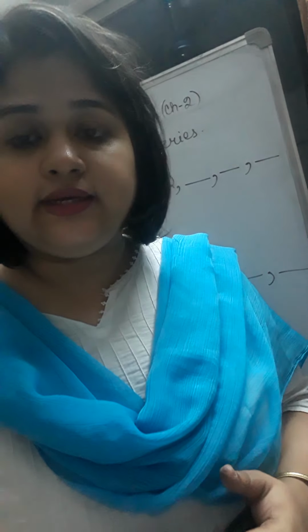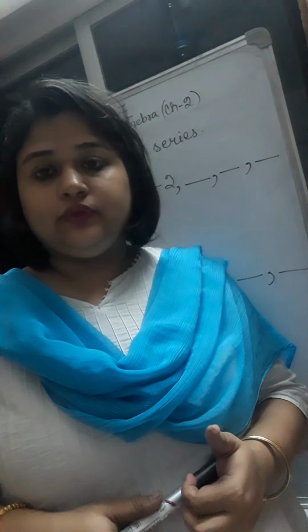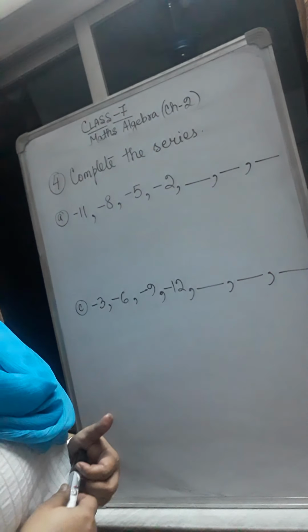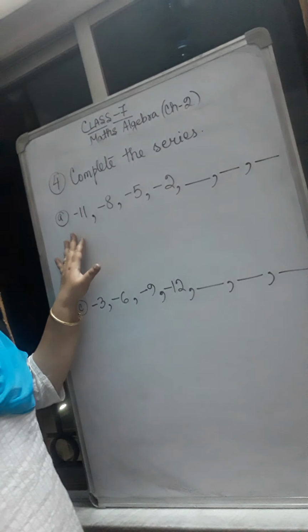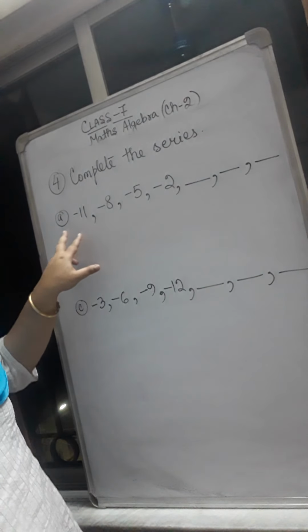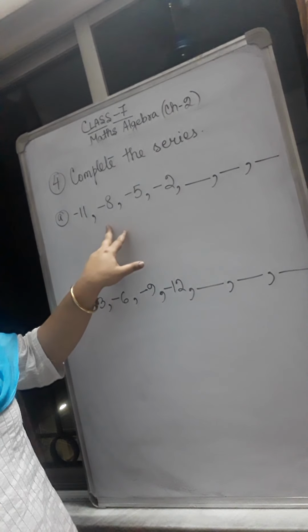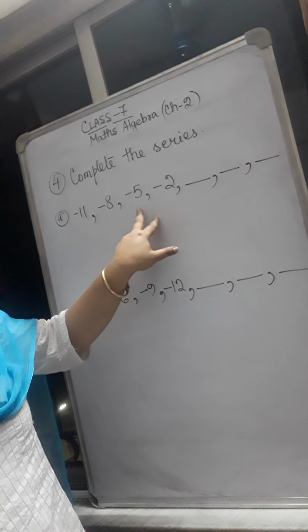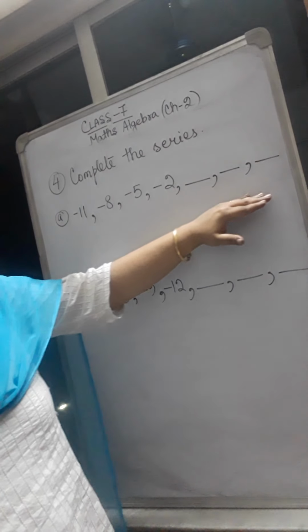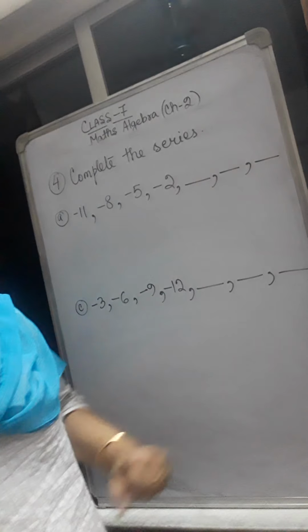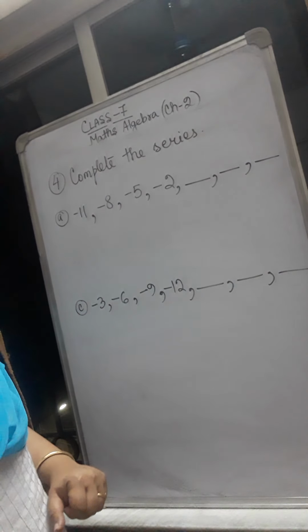Now we will do the sum number 4, that is complete the series. For completing the series, you should know which number is greater and which number is smaller. The first series A is given: minus 11, the next number is minus 8, then minus 5, minus 2. And you have to complete the rest of the 3 blanks. Now how will you do?